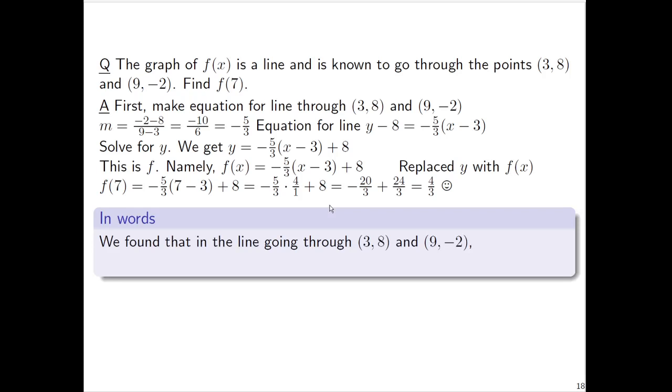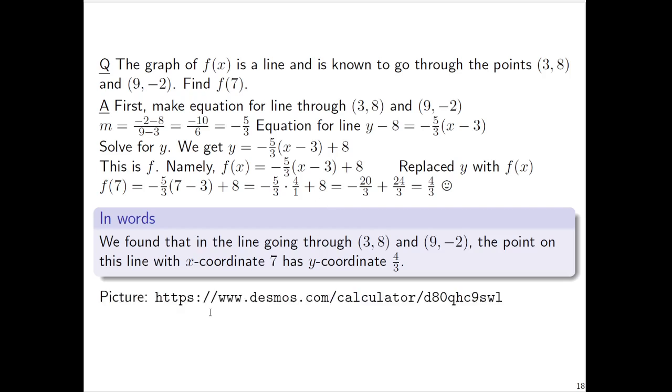So basically, let's try to summarize what happened here. We are done with the problem. But what really happened was, first of all, we found the line going through 3, 8, and 9, -2. Right? And we found that there's a point on this line with x coordinate 7, and that point has y coordinate 4/3. Let's see a picture of this.